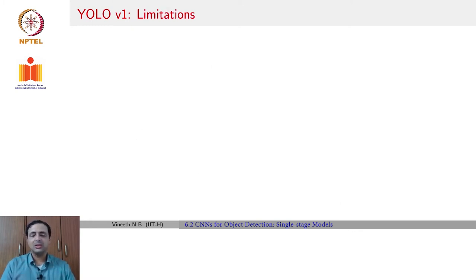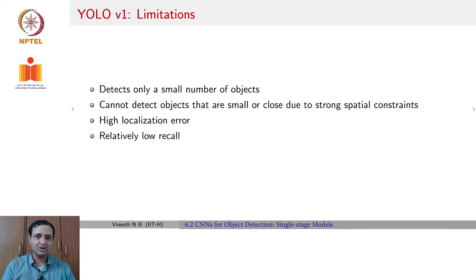What are the limitations of such an approach? YOLO v1 had a few limitations. Firstly, it detects only a small number of objects. It misses objects that are small or close to each other because of the methodology itself, because of the spatial constraints of the methodology and how many objects you can present that could be overlapping. It ended up having a high localization error and a relatively low recall.